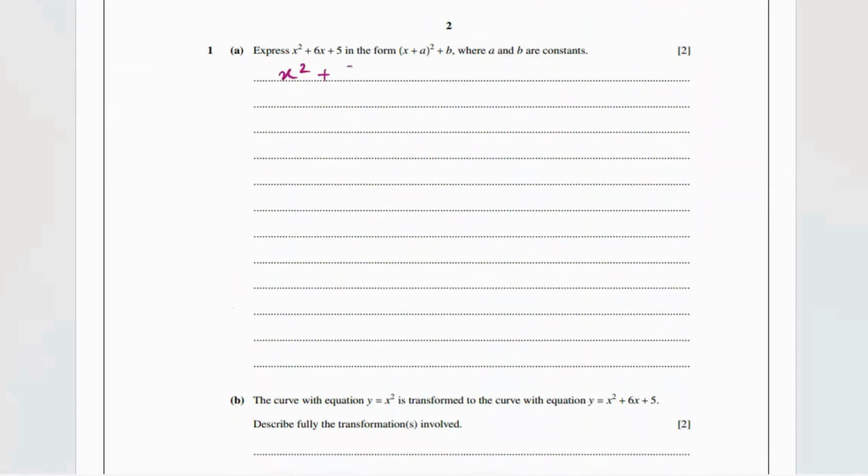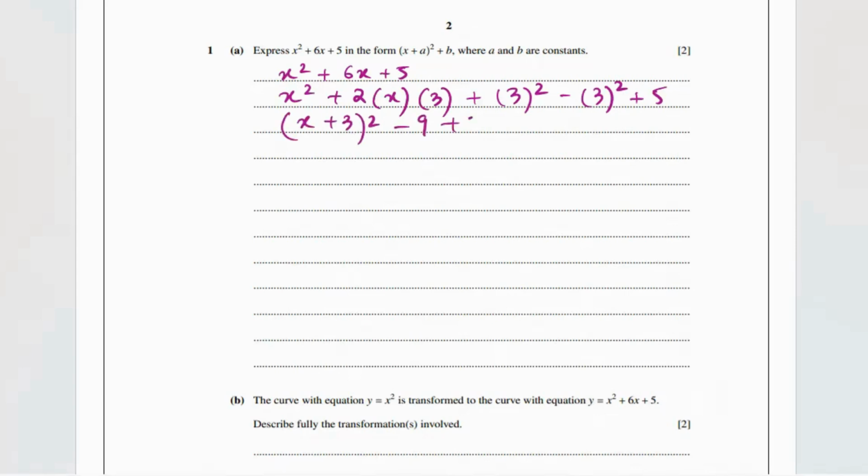So the coefficient of x squared is already 1, so we don't need to take anything common. It's going to be x squared plus 2 times x. B is going to be 3 because 2 times 3 gives us 6. So plus 3 squared because plus b squared will complete the square. Minus 3 squared because we have to subtract something if you're adding something new. And then plus 5 comes as it is. So that's x plus 3 whole square minus 9 plus 5. X plus 3 whole square minus 4. A is 3, B is negative 4.